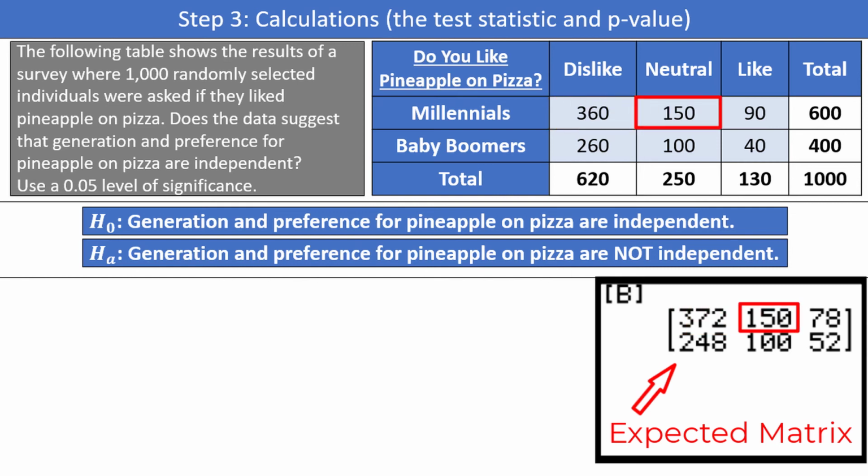This one happens to be exactly on. If the two variables were independent, there should be 150 millennials neutral to pineapple on pizza, which is exactly what we see in our data.